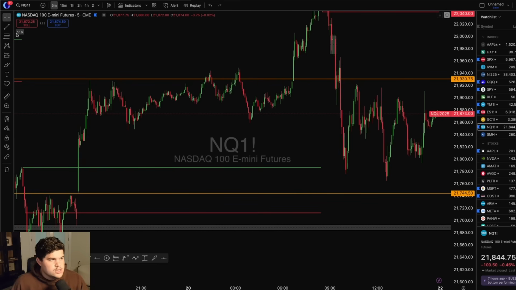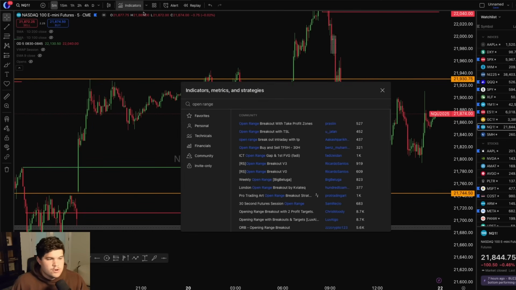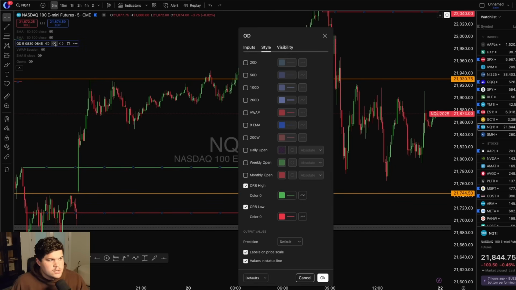Let's get to it. So the first thing that I'm going to tell you as far as indicators, I'm not a huge indicator guy, but what I will say is you're going to want to use the opening range breakouts. You can just go open range, type that in here. There's a ton you can use, just letting you know. We have our custom one, so when you join Discord, you actually get access to the link for it down below.